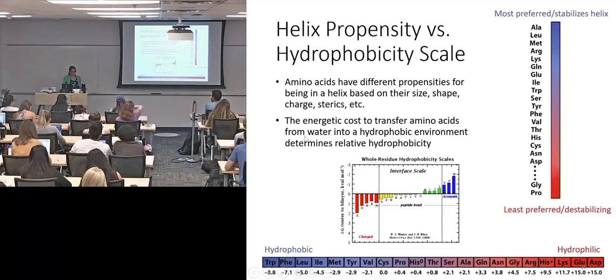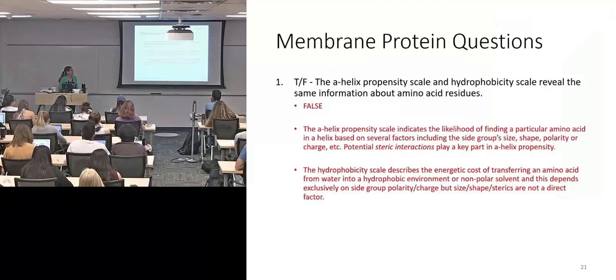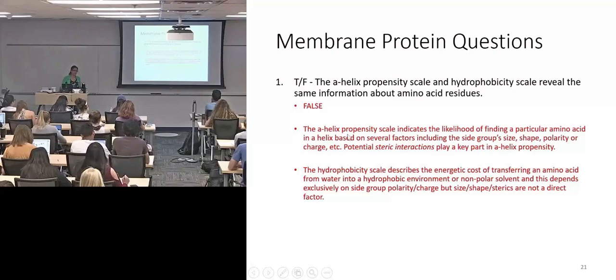The hydrophobicity scale is the energetic cost to move the amino acid from water to hydrophobic environment. Okay, it's just a totally different metric, and it's almost exclusively tied to charge. It does not really have anything to do with size or sterics. Okay? And that's repeated here. Hydrophobicity scale describes energetic cost of moving this amino acid from water to a hydrophobic environment. It depends on the side group's polarity or charge, and sterics are not a factor, whereas sterics are clearly a factor for alpha helices.